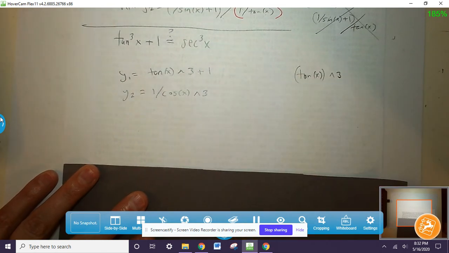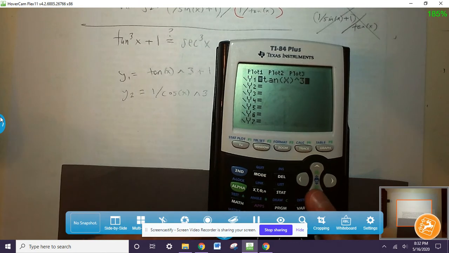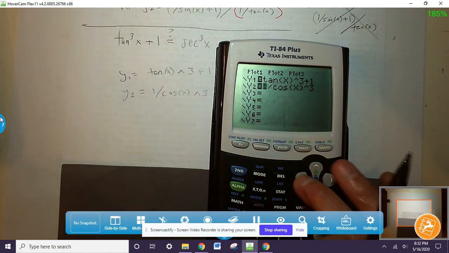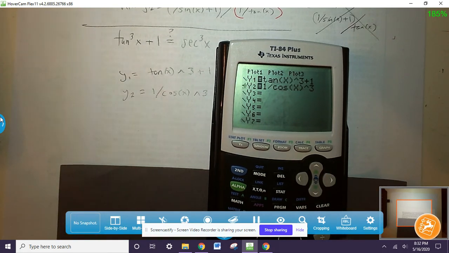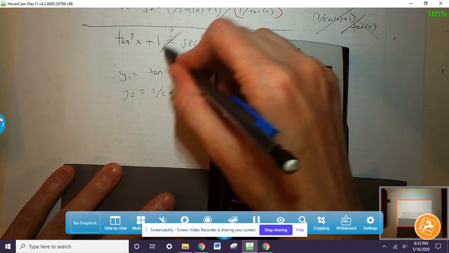So we want to see if these 2 are equivalent. So in the calculator, I have tan x to the 3rd plus 1, and I have 1 over cosine x to the 3rd. And let me put that tracer feature on, and we'll take a peek. So that's what the left-hand side looks like. And here comes the right-hand side. That is not the same. These 2 are not equal to each other.